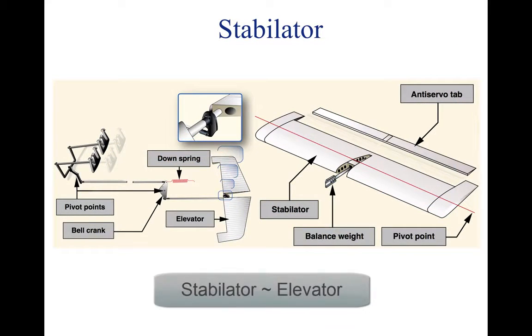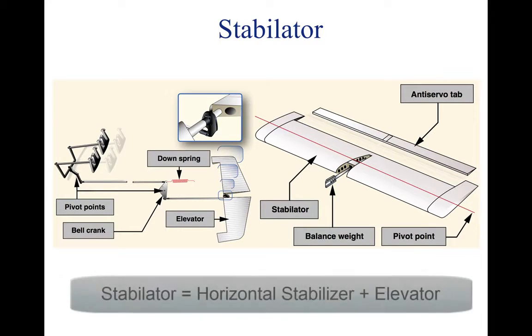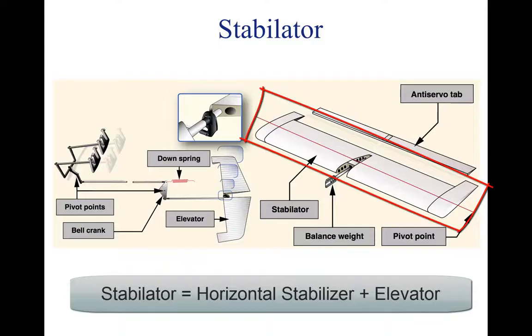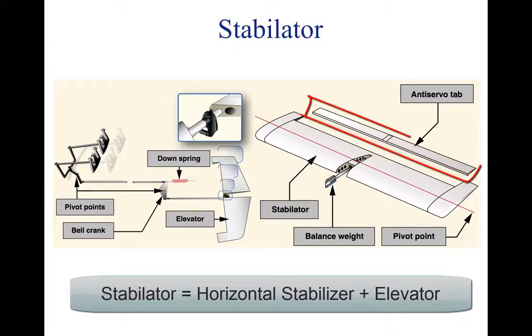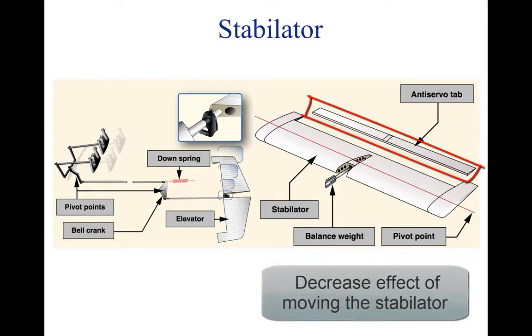A stabilator works in much the same way as an elevator, but instead of a trailing edge control surface, the entire horizontal stabilizer moves up and down along a pivot point as shown above. A stabilator downspring may be used to increase nose down pressure if the center of gravity was placed aft. Also, an anti-servo tab is placed on the back of the stabilator to decrease the effect of moving the control surface. This decreases pilot-induced overcontrolling.